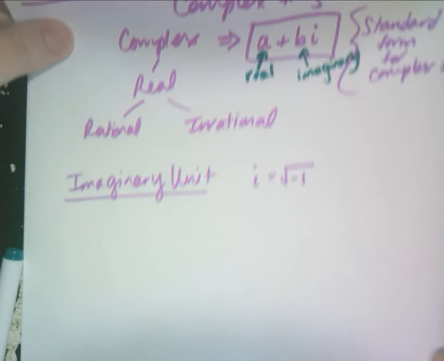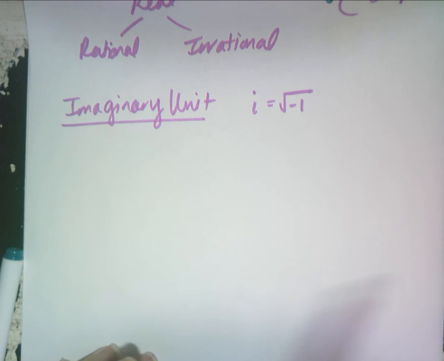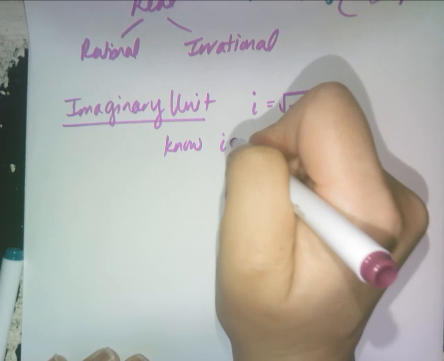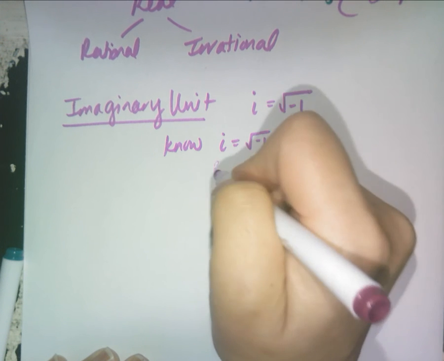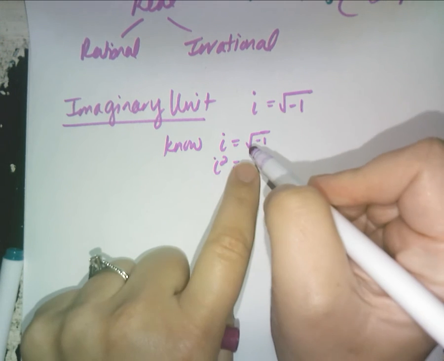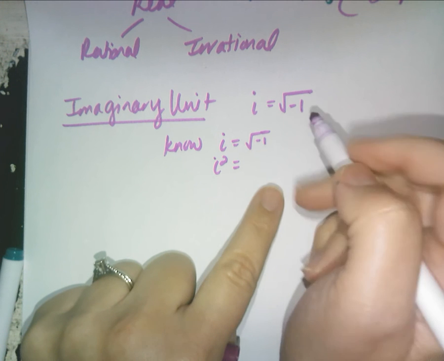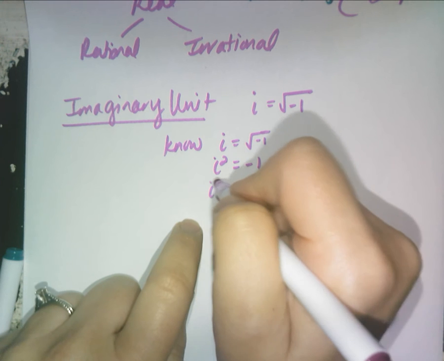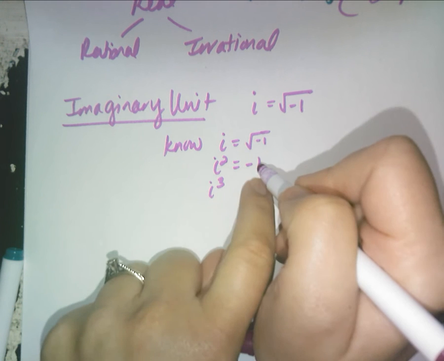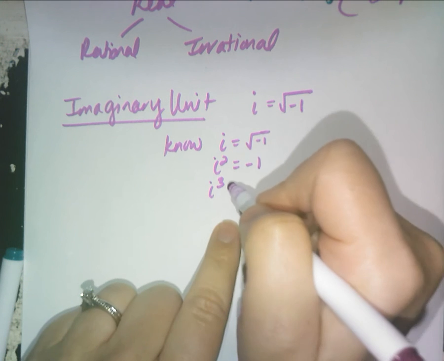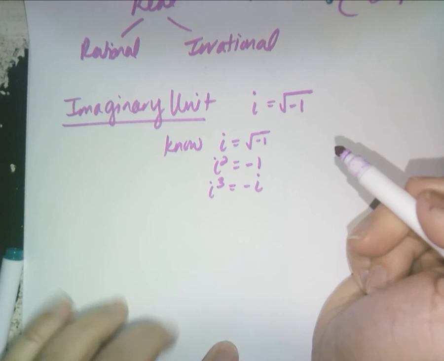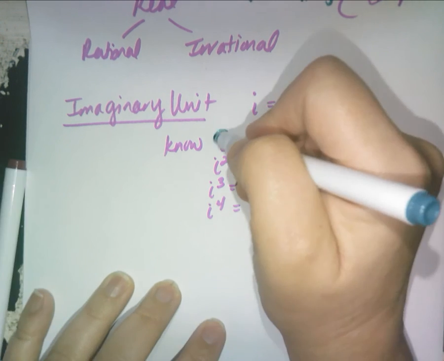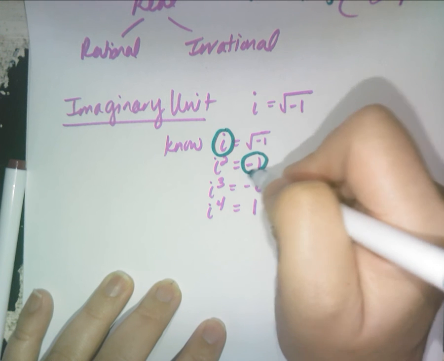And I do need you to know these special ones. i, obviously, which is the square root of -1. i squared: so what's the square root of -1 times the square root of -1? It would be -1. i cubed would then be -1 times that guy, which we call -i. And then i to the 4th is my favorite one. It's 1.